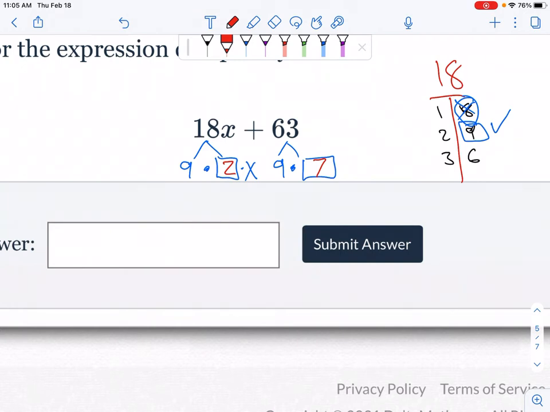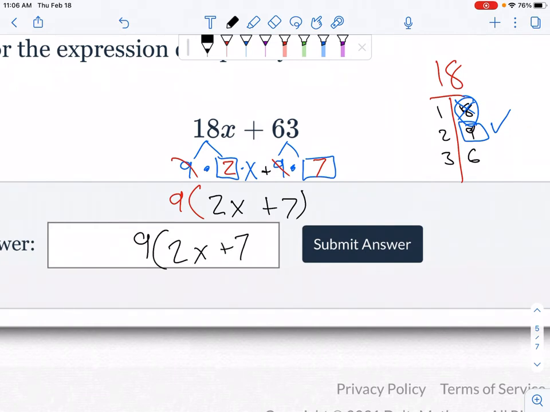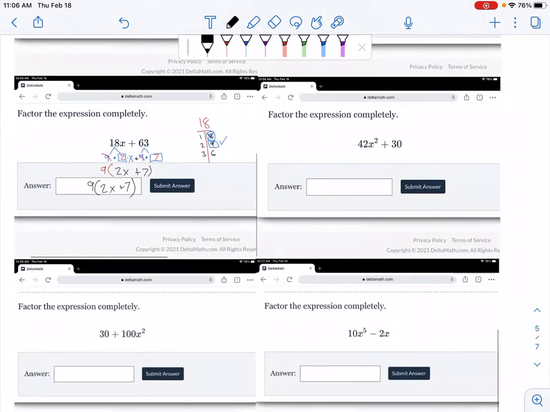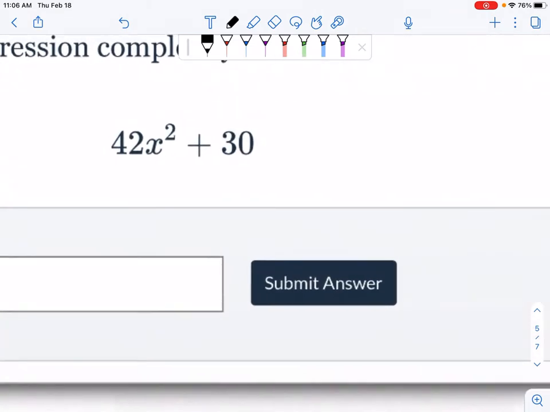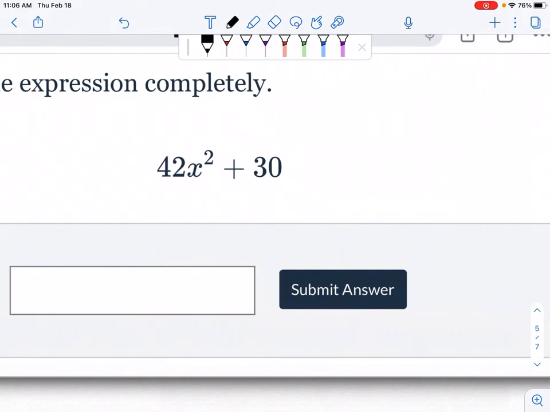So my common factor here is 9. If I'm going to divide out a 9, that means I can take a 9 away from both of these, and I'll be left with 2x plus 7. I did have a plus sign here. So my final answer is 9 times (2x plus 7). If you liked doing the other way and not writing a little tree, that's fine. But this kind of helps you see what we're doing mentally.